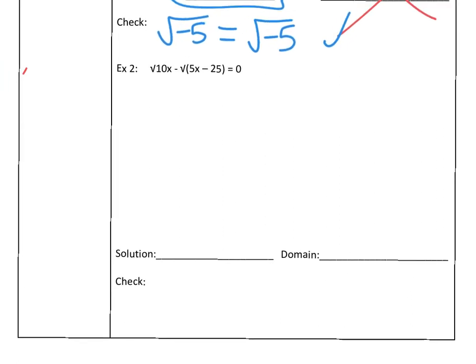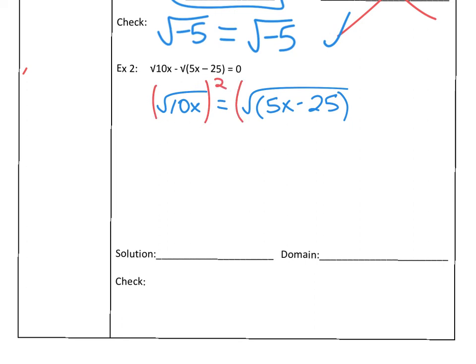Go ahead and try example 2. Go ahead and do 3 as well. All right, number 2, what'd you do? Yep. Add the square root of 5x minus 25 on both sides, so you end up with this. Raise your hand if you got that far. Sweet. Now what?